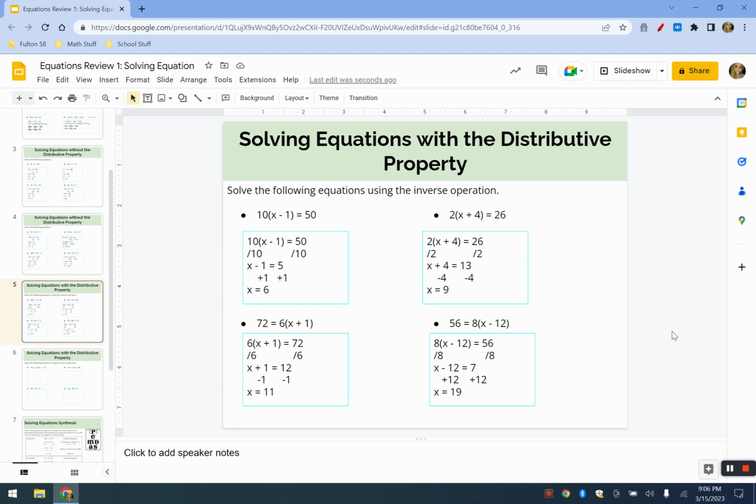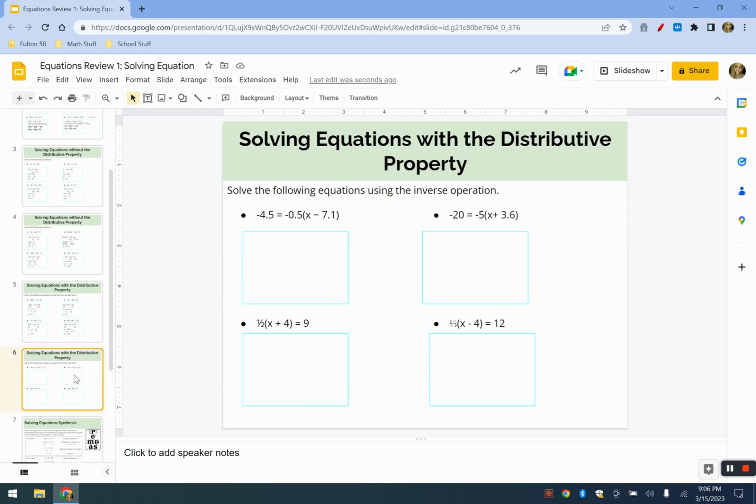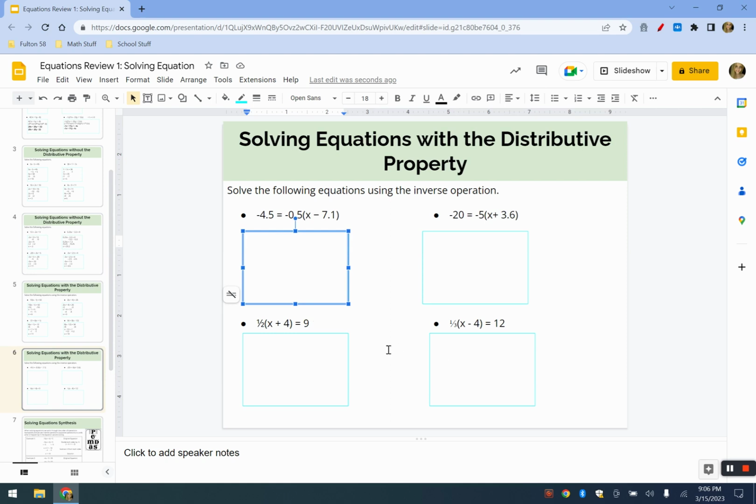Okay, only one more slide. We're doing great. Alright, so we're getting a little bit harder. These last two are probably going to be the hardest. So we are going to first start by rewriting our equation with our total in the back. Negative 4.5. Alright, so first we're going to start by dividing by negative 0.5. Alright, and that is going to give me positive 9.